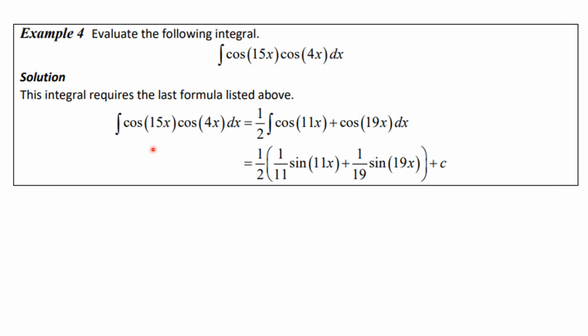Okay, so we changed this product, the cosine of 15x times the cosine of 4x, using the product identity. That's going to be the cosine of 11x. That's the difference. And this is the cosine of 19x. Notice the order of the difference doesn't matter because cosine is an even function. And now I just integrate each one of these using u substitutions, and I get this. So if you were summarizing this, this would be 1 over 22 sine of 11x plus 1 over 38 sine of 19x plus c.